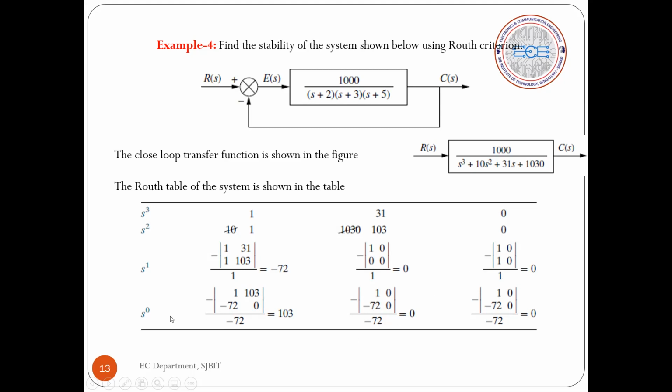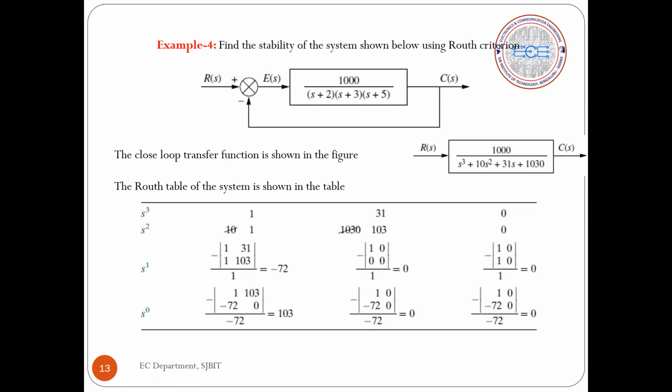Now S power 0. How to compute it? You take this element and this element, considering 103 and 0. Taking minus of that determinant divided by minus 72, which is equal to plus 103. And this term, according to the formula, we will get 0.